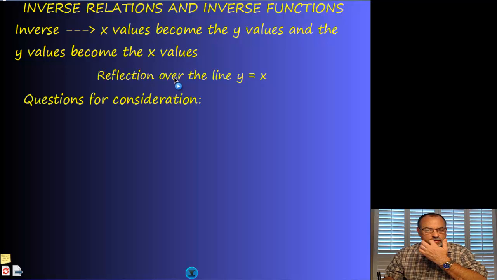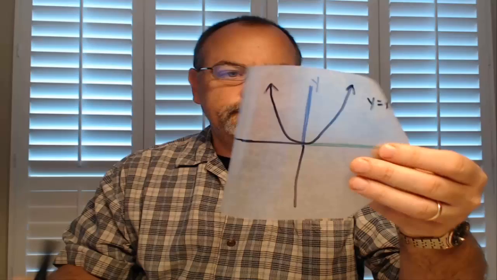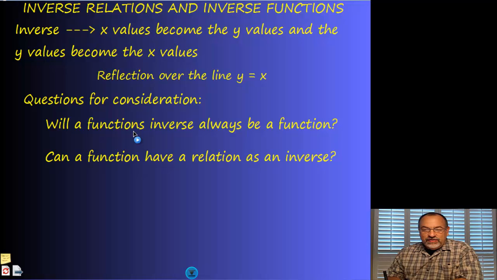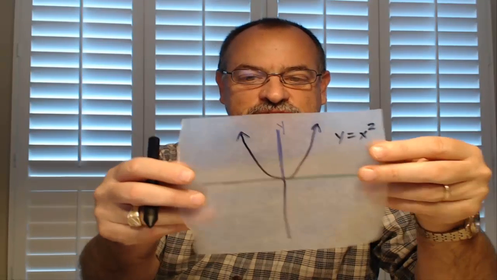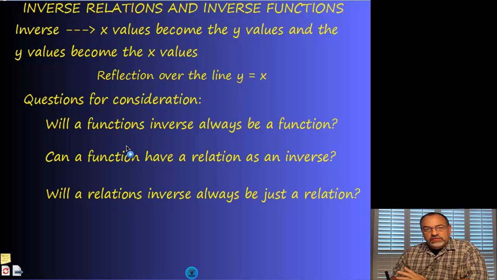Now, there are some things we want to consider when it comes to this, some deeper questions we want to look at. Some things you'll want to address in your summary. Will a function's inverse always be a function? In other words, if you have the function y equals x squared, will its inverse also be a function? Can a function have a relation as an inverse? Or do you have something like this, that when you do the inverse it then becomes a relation rather than a function? Or if you have a relation, something that's not a function, will its inverse also be a relation, or will its inverse be a function?